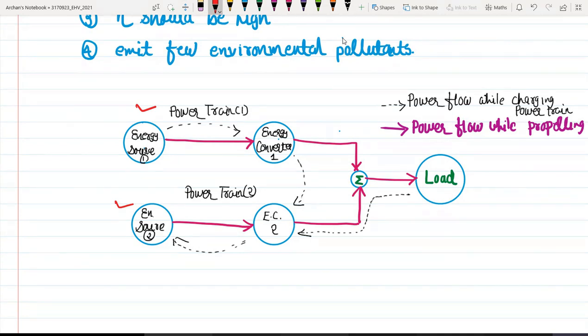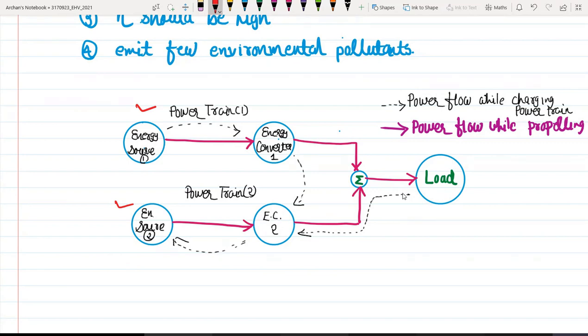You can see there are many available patterns of combining the power flow to meet the load requirements. So what are the possibilities? Number one possibility is powertrain 1 alone delivers the power to the load, right? Possibility 2 is powertrain 2 alone delivers power to the load. Then third possibility is powertrain 1 and 2 deliver power to the load at the same time.